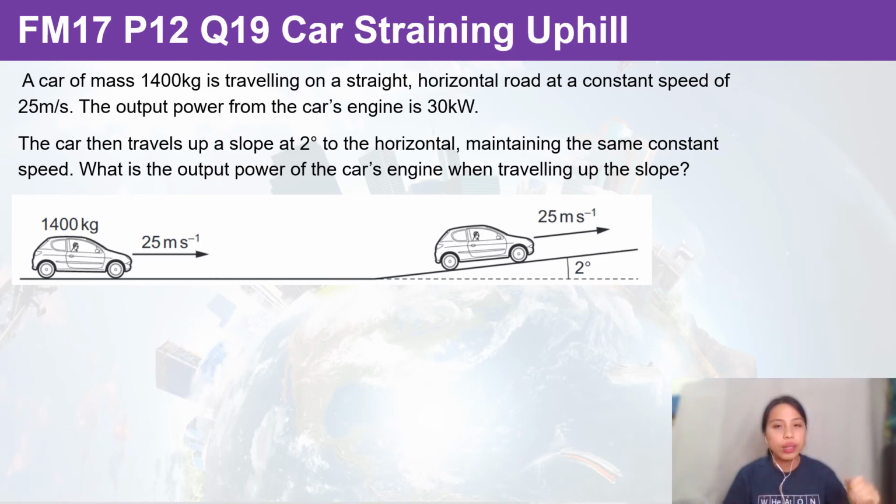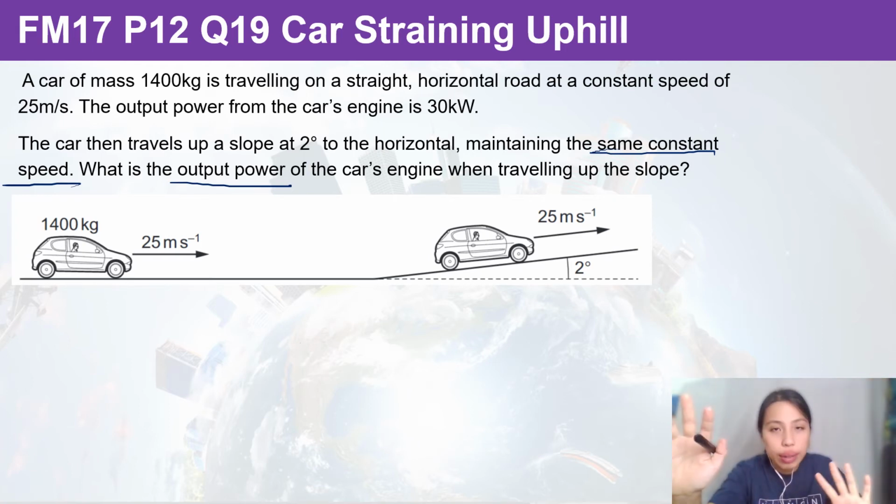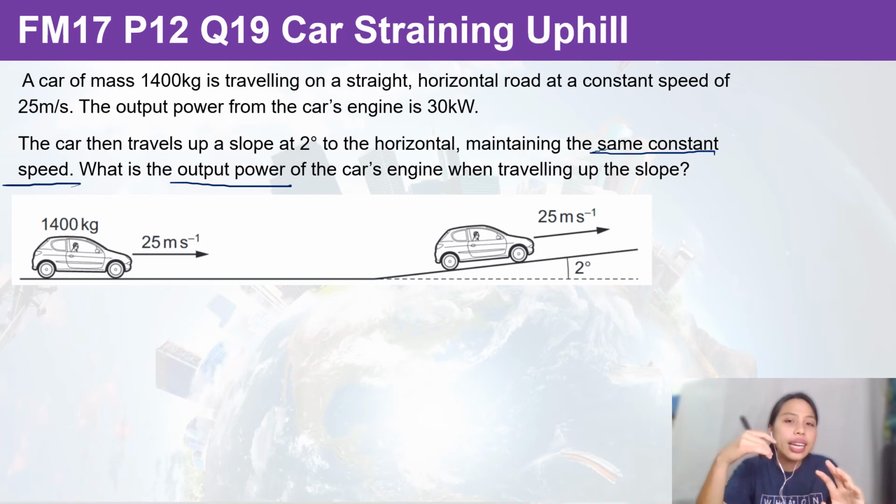So a car is traveling on a horizontal road, and the engine has some power to keep it going. Then the car goes up the slope, but it still has the same constant speed. What is the output power of the car engine when traveling up the slope? Now, before you do any calculations, think about this. Do you think the car engine needs to give out more power when it's going up the slope?